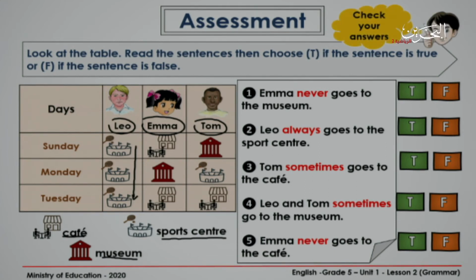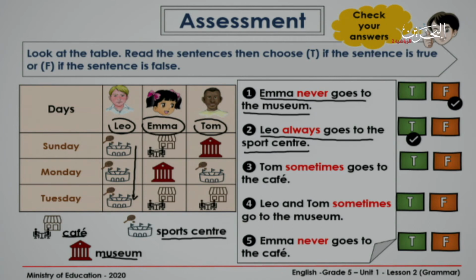Now let's check our answers. Look at number 1. Emma never goes to the museum. Look at Emma. Does she have a museum here? Yes, she goes once. So, is it true or false? It's false. Very good. Number 2. Leo always goes to the sports center. Where's Leo? Look. Is it true or false? Yes, it's true. Very good.